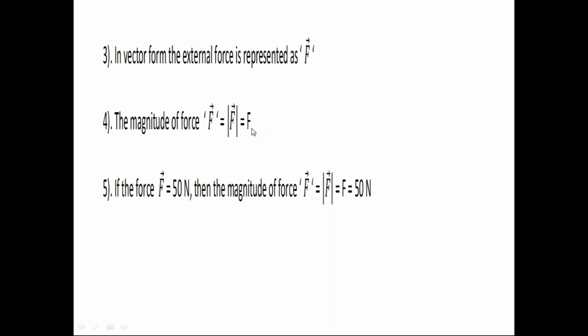F is the magnitude of this force vector F bar. For example, if the force vector F bar is equal to 15 Newtons, to find the magnitude of force F bar, take the modulus of F bar. So the modulus of F bar is equal to F, that is equal to 15 Newtons. So this force F bar magnitude is F. So this is the basic concept of force.